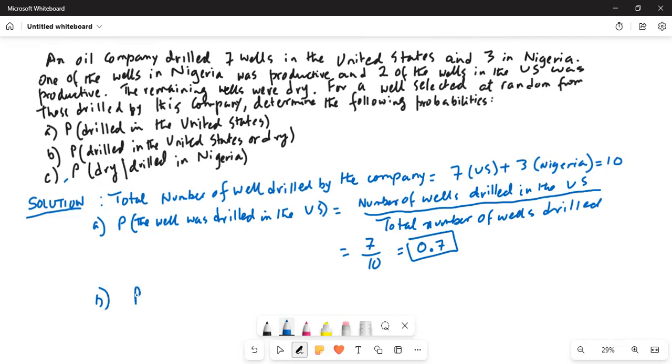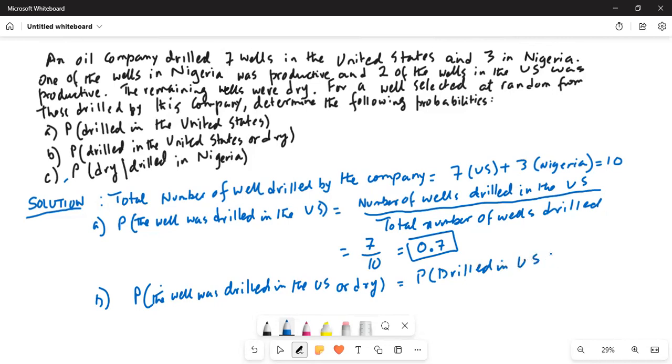Probability the well was drilled in the US or dry. So this is same as probability drilled in United States union, which is equivalent to or, dry.